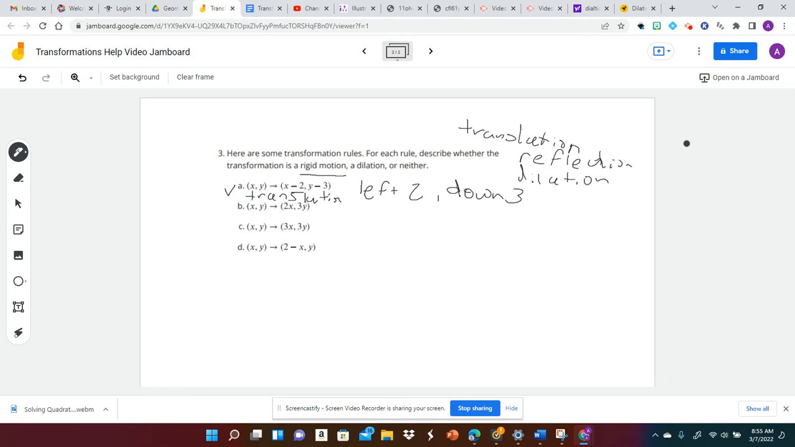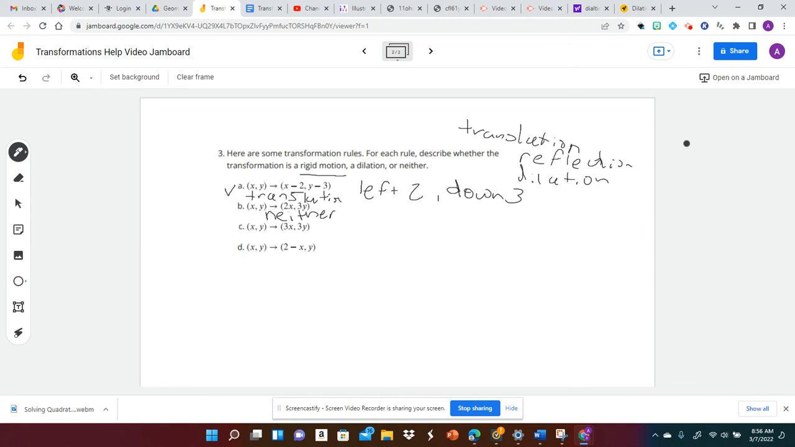Here I multiplied the x value by 2 and the y value by 3. So we are making it bigger, but it's not similar where it's a dilation. We didn't do the same thing to x that we did to y. So this is going to be neither. If I drew that, it's not going to be a similar shape.